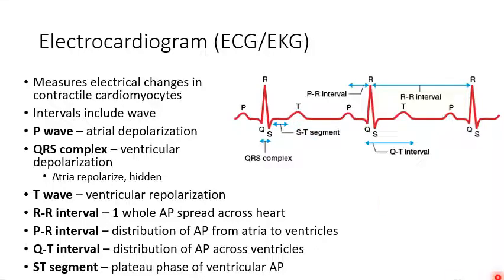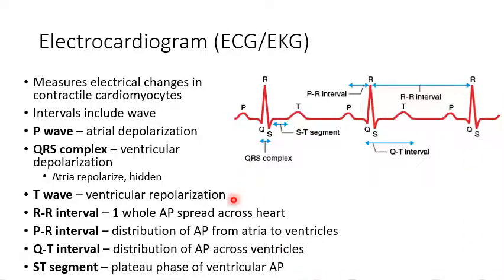And then you have different intervals. The intervals are always including the waves on either side. So the RR interval is including the R wave. The RR interval is just from R to R. That is the time it takes for one action potential to spread across the entire heart.